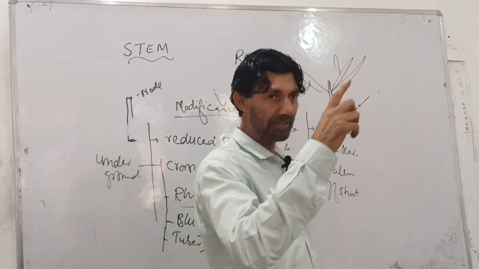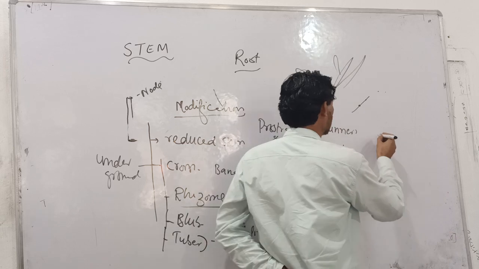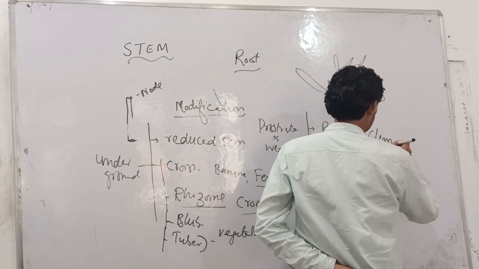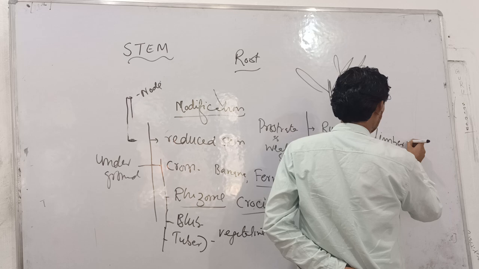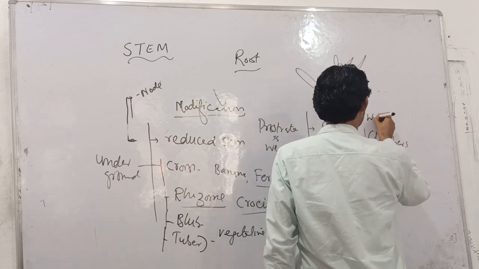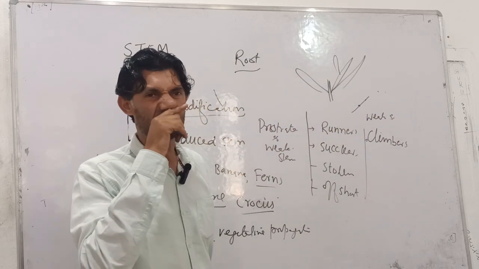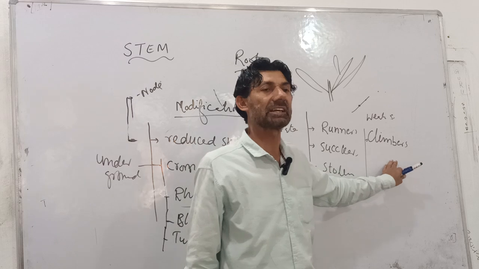If the stem is weak but needs support to stay erect, it keeps the plant erect with the help of support. This is called as clambers.